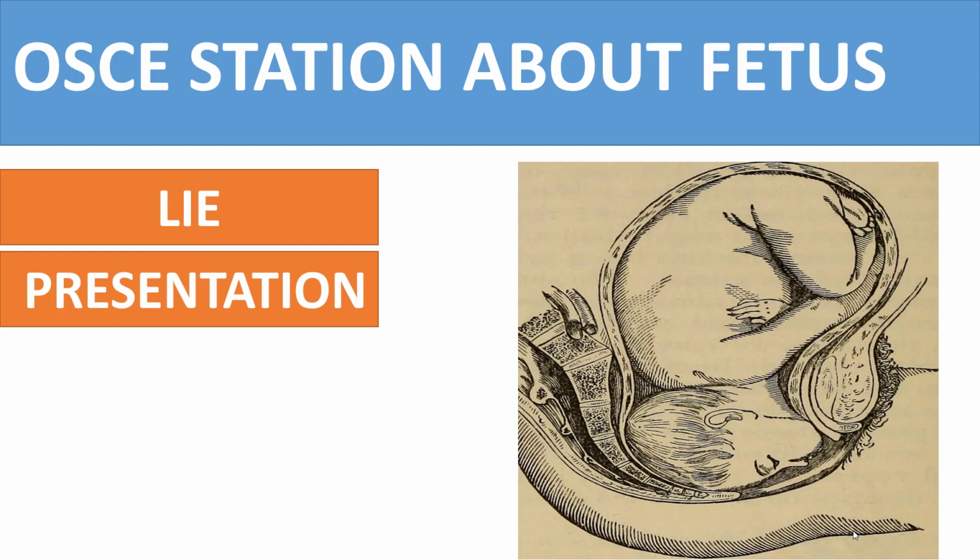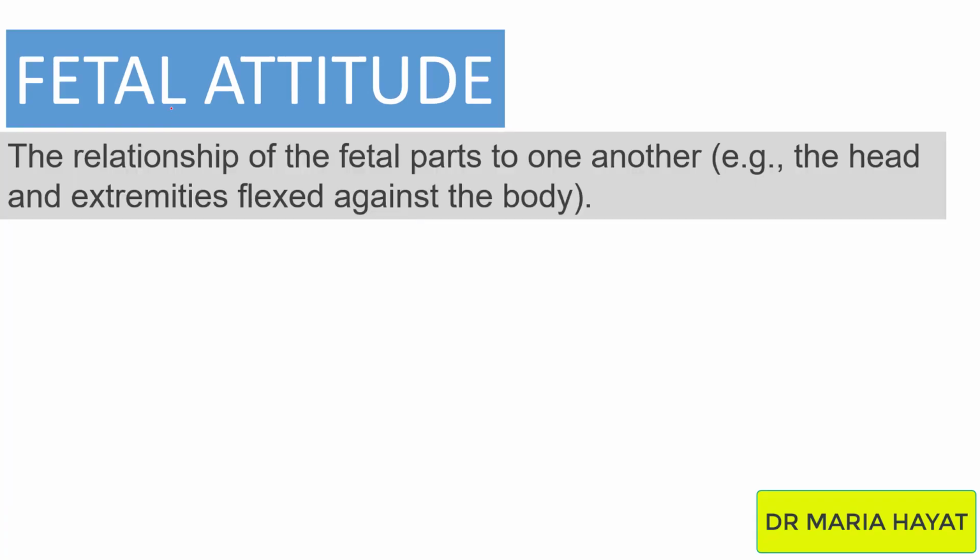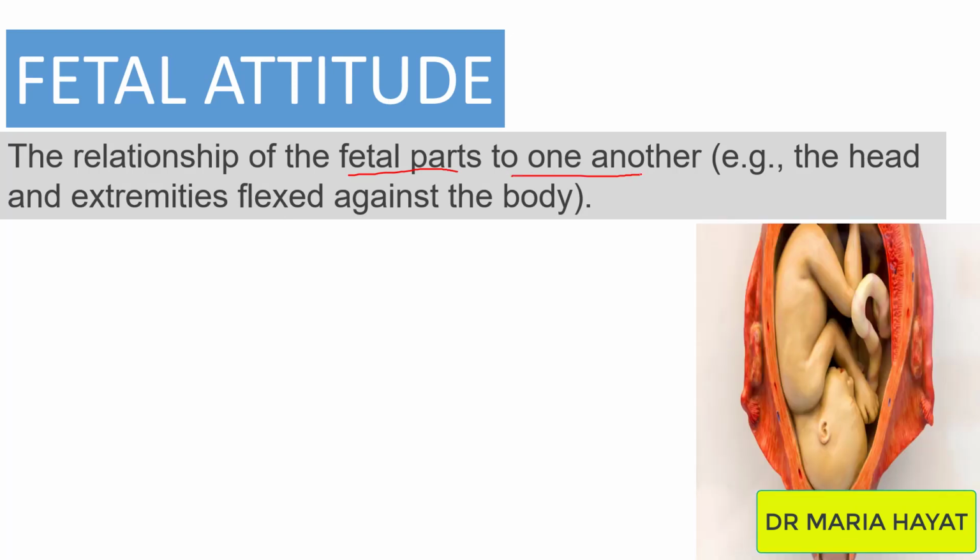In this video, we will talk about fetal attitude. What is the fetal attitude? Fetal attitude is a relationship of fetal parts to one another. Mostly the fetus in the uterus is in well flexed form; the fetal limbs, the head and the trunk are close to each other. So we can say that it is the well flexion.